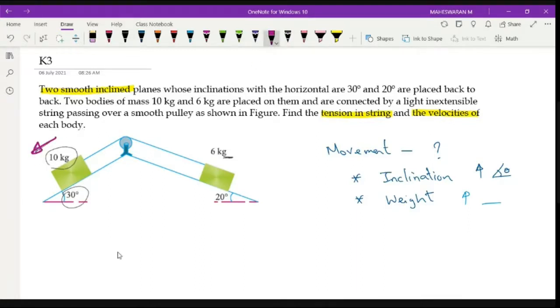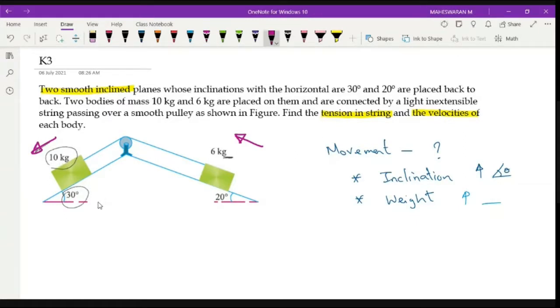Since both the values are higher, I know that this block will move along this direction. Easily I can identify, right? So you can easily identify that the block will be moving along this direction. If this block is moving along this direction, what about this block? This block will be moving like this. Okay, so here comes that problem.